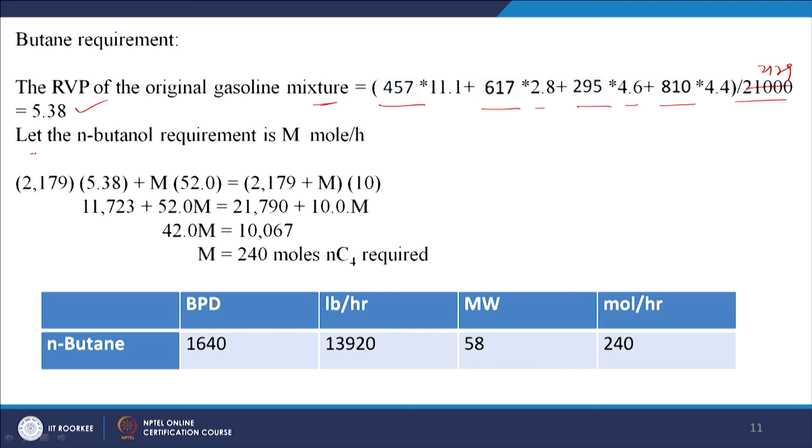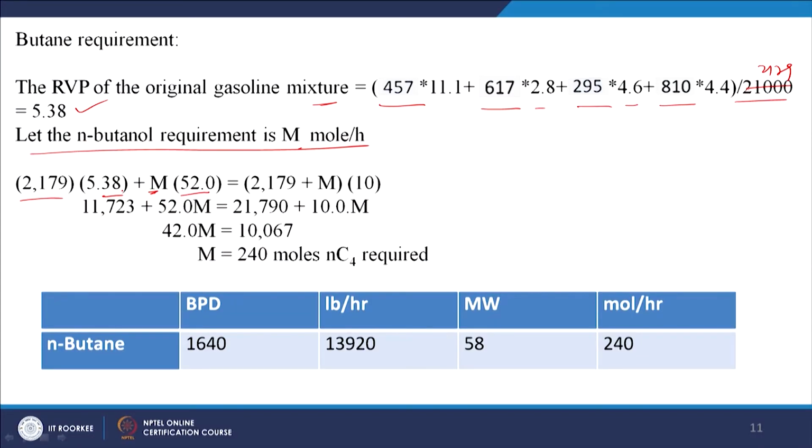Now, let the N butanol requirement be m mole per hour. So, what will be this m into the RVP of m, that is N butanol, that is 52, given in the problem statement, plus the other one. Now, one is the original mixture, now butane we are mixing. So, that will be this into this, and after mixing what will be the total moles, 2179 plus m, and what is the requirement of RVP of this product? 10 as per the statement. So, this is equal to 10.